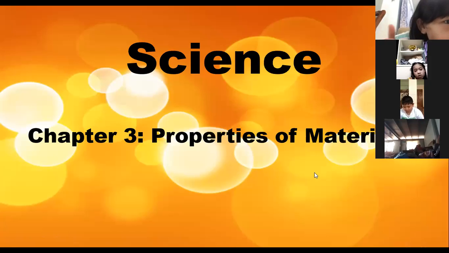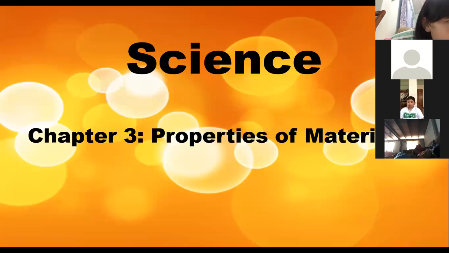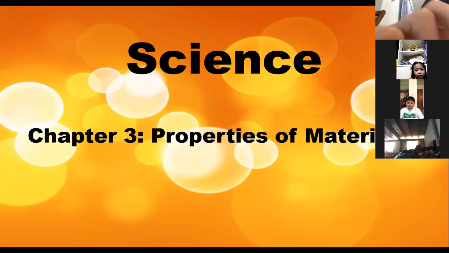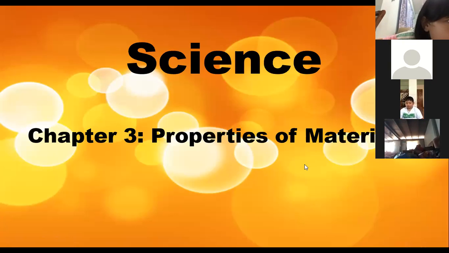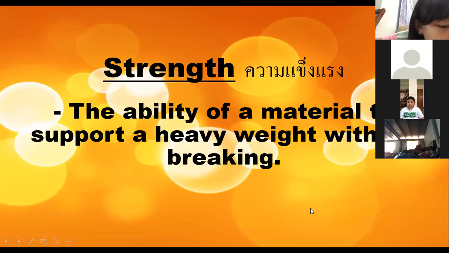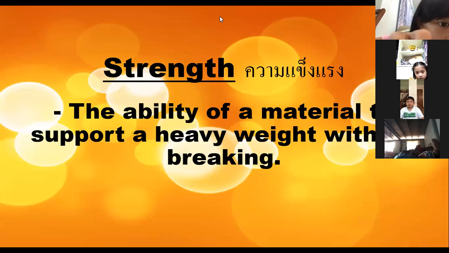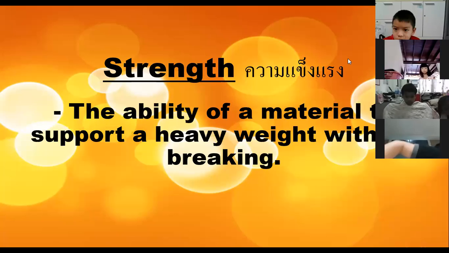Okay, so again, there are 4 properties of materials. Number 1, hardness. Number 2, strength. Number 3, elasticity. And number 4 is flexibility. Okay. All right, so first, number 1, we have strength. I'm going to choose someone to read. Tonkao, can you read this one?